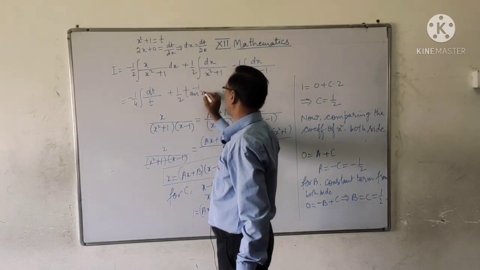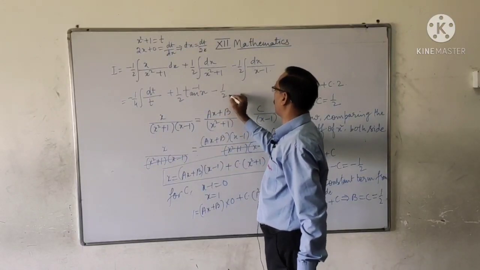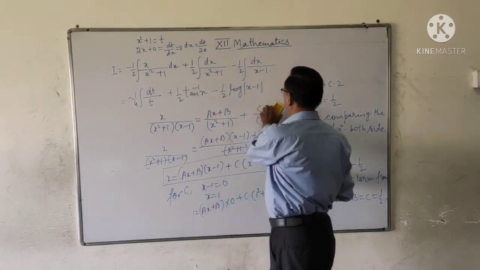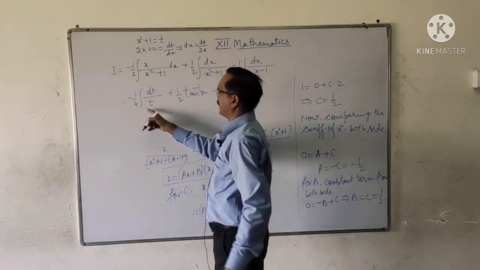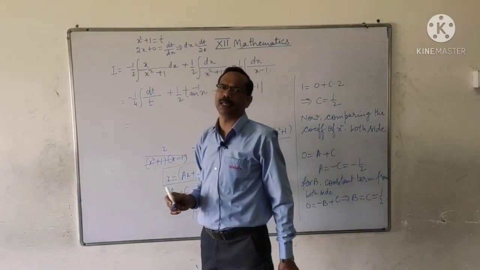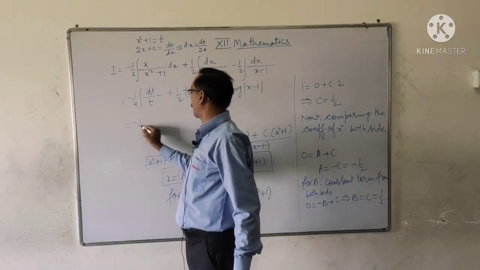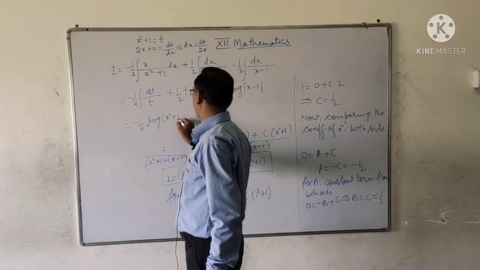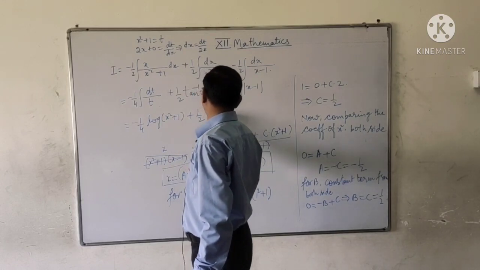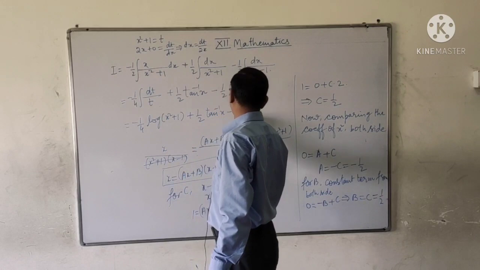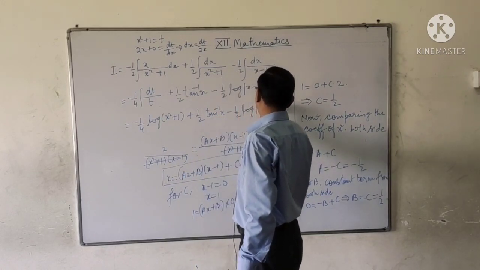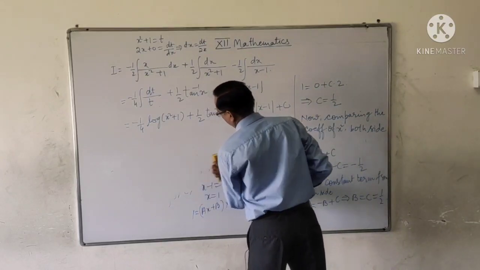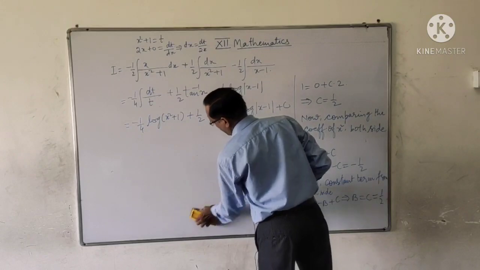Its integration is tan inverse x. It is 1 upon 2 integration log mod x minus 1. Then the integration of 1 upon t is log t. So minus 1 upon 4 log, and the value of t is x square plus 1, plus 1 upon 2 tan inverse x, minus 1 upon 2 log mod x minus 1 plus c. So this is type 2, in which one of the factors is quadratic.